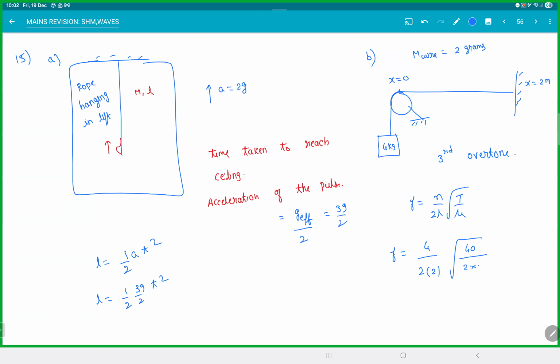So be careful, don't write 2 directly. That is 2 into 10 power minus 3 while length is 2. Clear? Don't write it as 2 by 2. It's not 2 by 2. It is 2 grams that is. You have to write in kgs. So yeah, be careful with that. And then you'll get the answer. You're done. Not tough, but you should know your results.